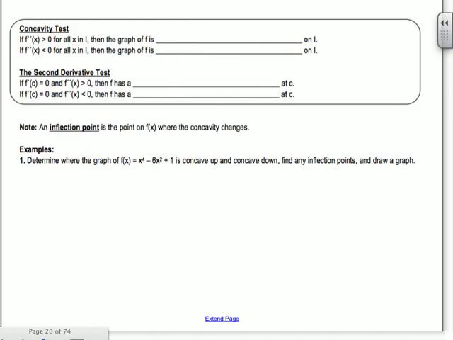So the concavity test says if f double prime of x is greater than 0, then the graph is concave up. So that's basically the slope of the slope. So I'm saying, is the slope positive, like getting steeper or less steep? The other one is concave down. So if it's negative, it's concave down. So that was positive, this is negative.